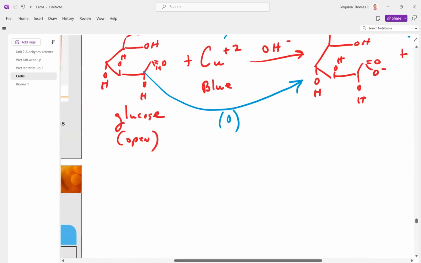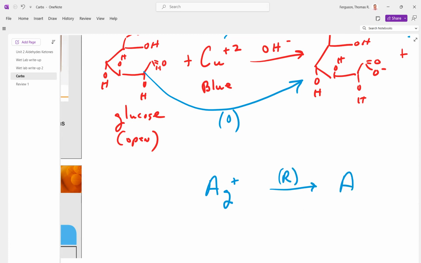And we can do a very similar reaction using silver. So instead of copper plus 2, we use a silver cation, silver plus 1. And then it gets reduced to silver metal. And this would be the Tollens test.